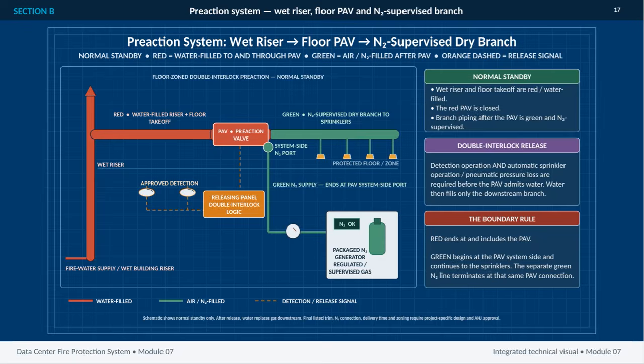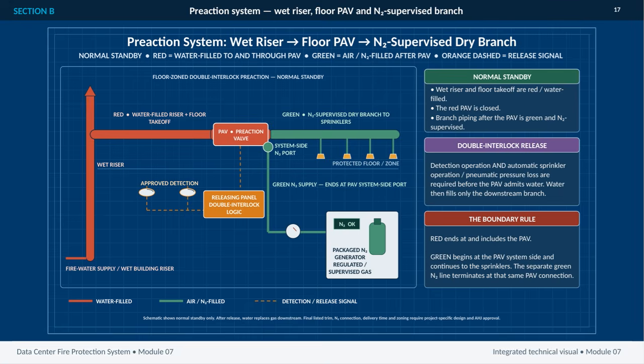This schematic shows the normal standby condition for a floor-zoned, double-interlock preaction system. Water is available from the wet building riser and fills the riser and floor takeoff up to the preaction valve, or PAV. The PAV remains closed, while the branch piping beyond it is filled with supervised air or nitrogen from the packaged N2 generator. The critical boundary is the PAV.